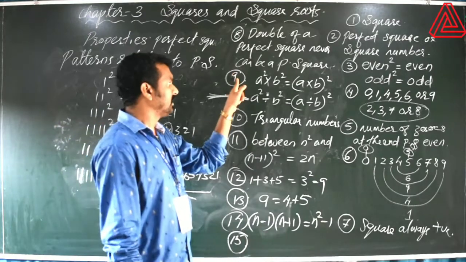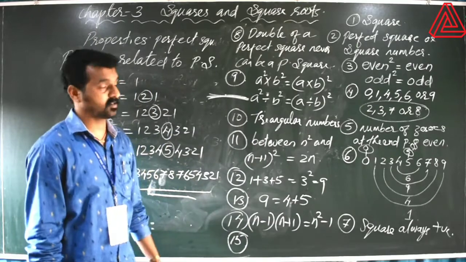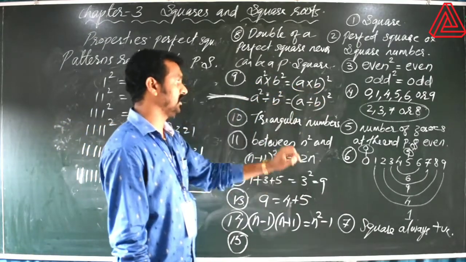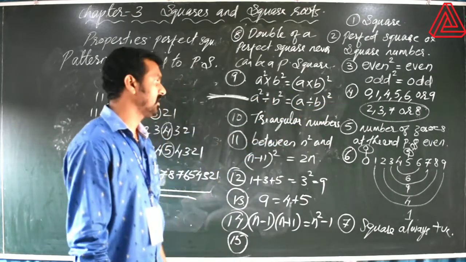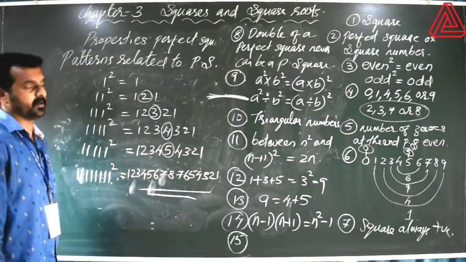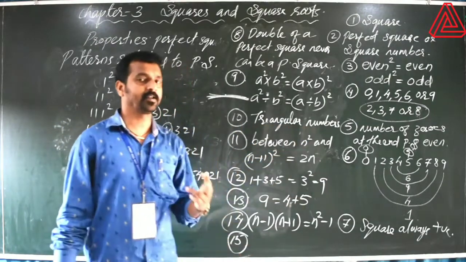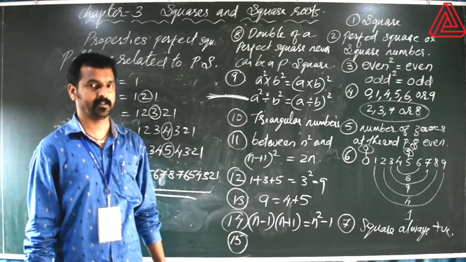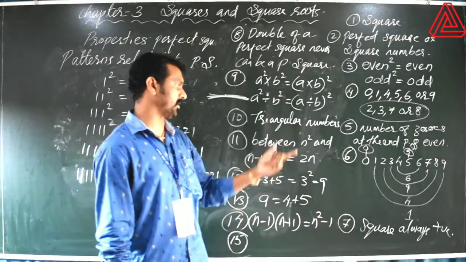Then next property is that squares always follow the laws of exponents. a square into b square is equal to a into b the whole square. a square divided by b square is equal to a divided by b the whole square. Now after that we have studied the patterns related to perfect squares. Triangular numbers: sum of two consecutive triangular numbers is always a perfect square.